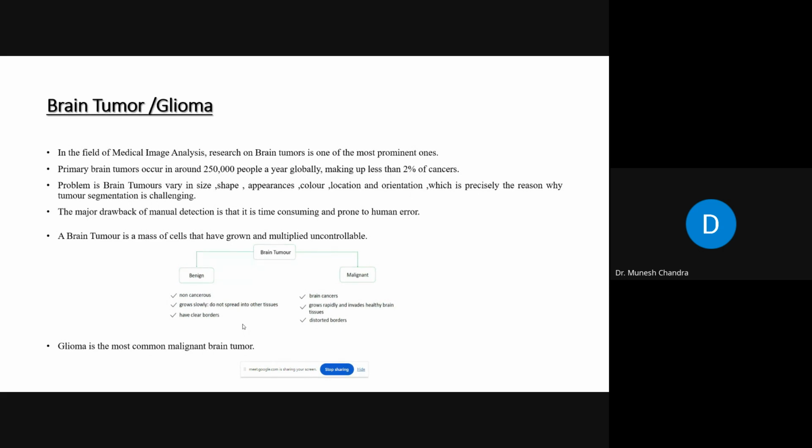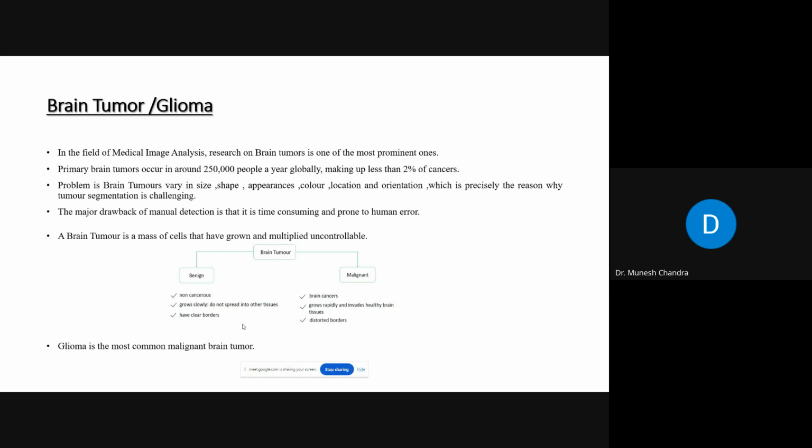A benign brain tumor is non-cancerous, so we do not have to bother about it. Another aspect of the benign category is that it grows slowly. It does not spread into other tissues so fast. Its growth rate is very slow, and it has clear borders, meaning that whenever it grows, its borders are clear. We can easily identify its borders.